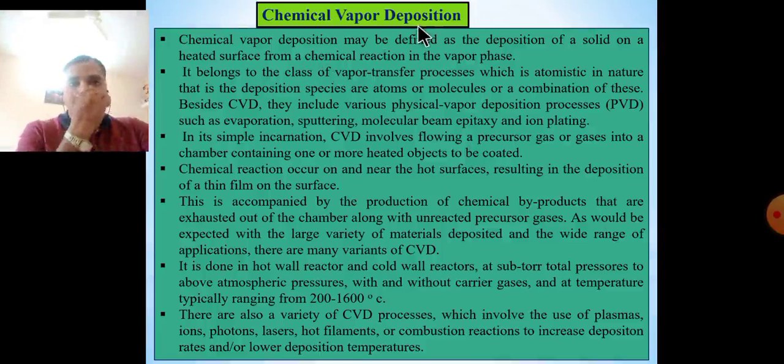Chemical vapor deposition, next method. Chemical vapor deposition may be defined as deposition of a solid on a heated surface from a chemical reaction in the vapor phase. It belongs to the class of vapor transfer processes which are atomistic in nature, that is, the deposition species are atoms or molecules or a combination of these.